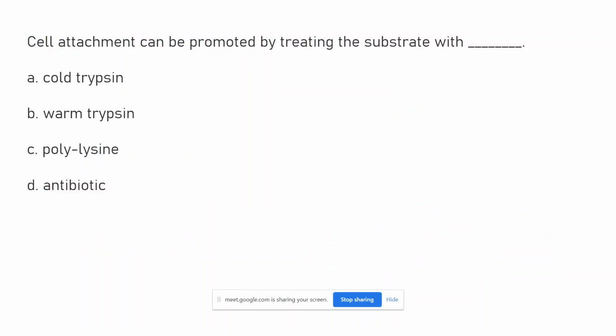The next question is: cell attachment can be promoted by treating the substrate with cold trypsin, warm trypsin, polylysine, or an antibiotic. If you know the answer, you can mention it in the chat box.